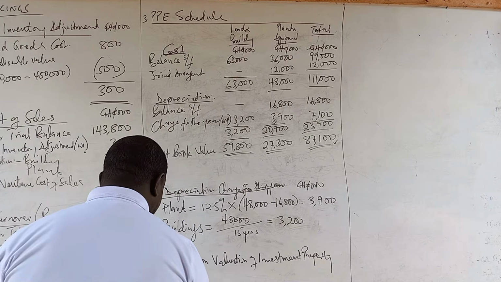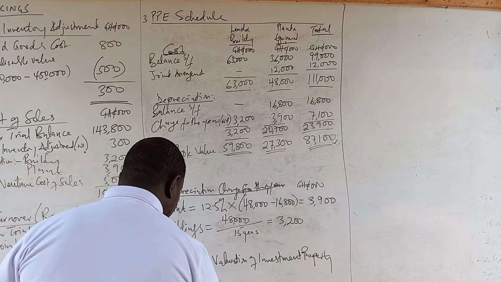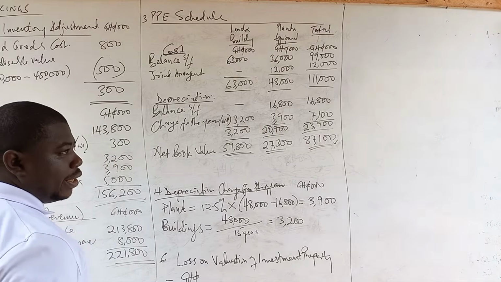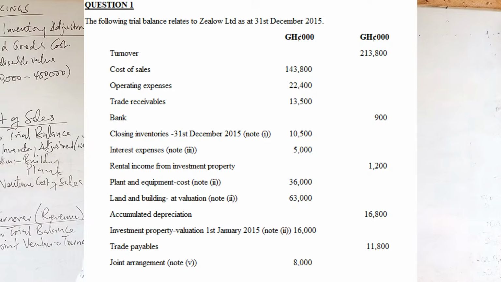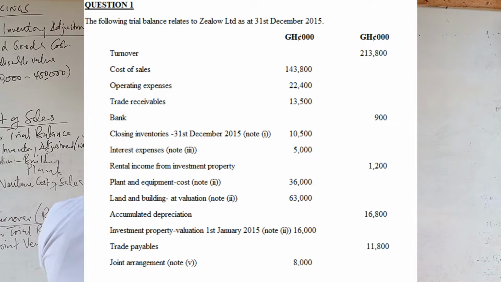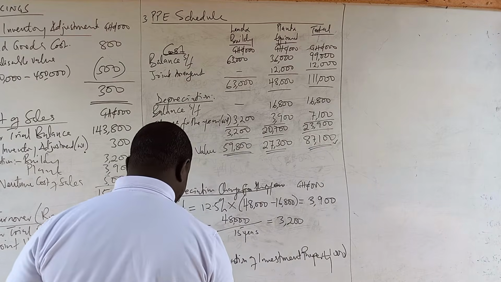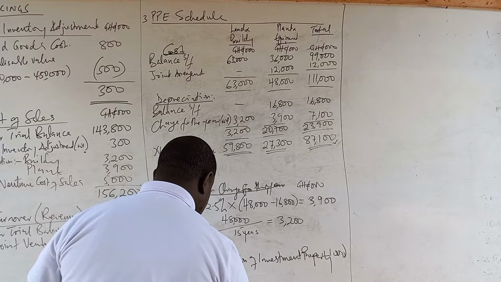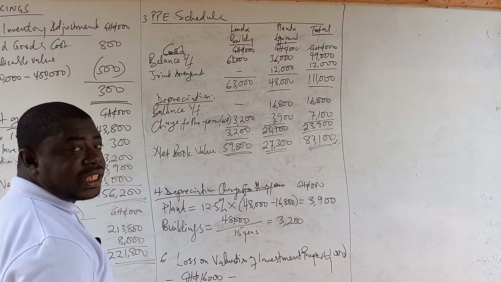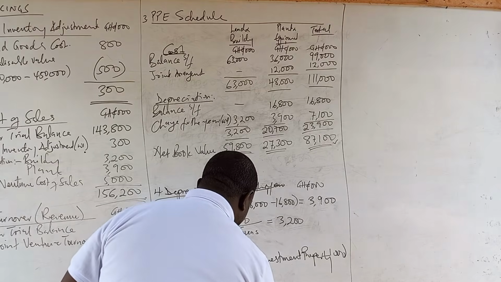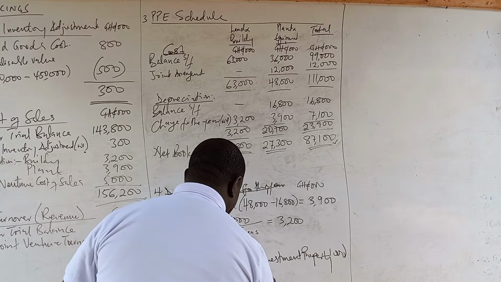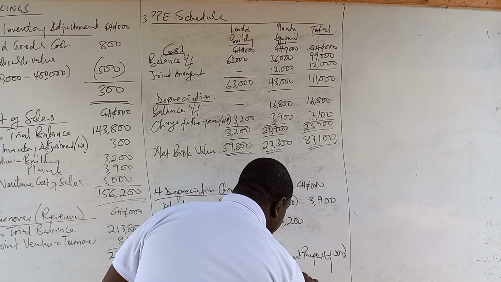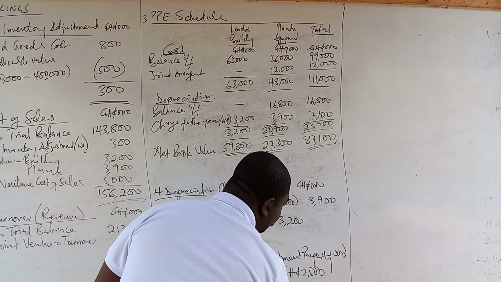So that will be, we had that, according to the trial balance, the investment property figure, let me put 3 zeros here. So it was 16,000. And then it's being revalued to 13.5 million. So 13,500. So that is going to give us a loss of 2,500. So that is the meaning.